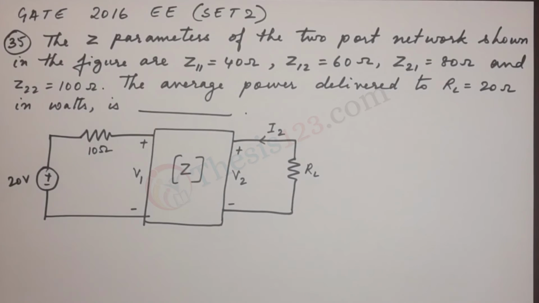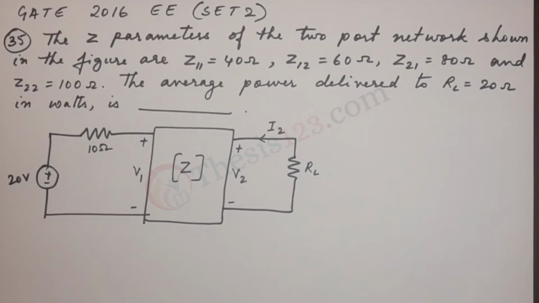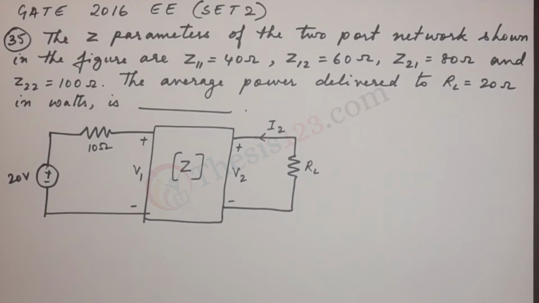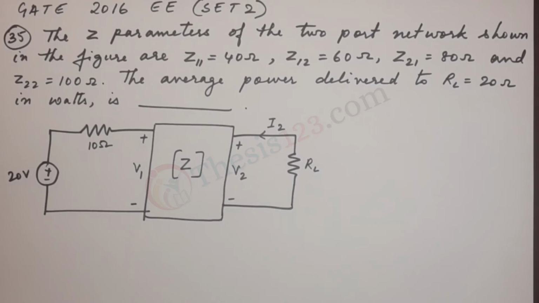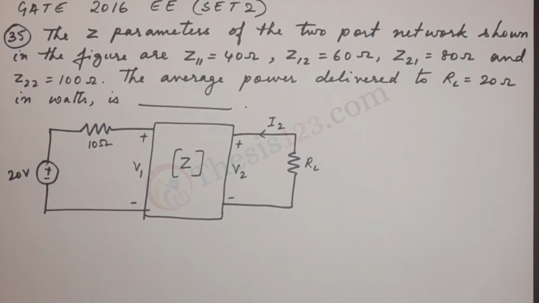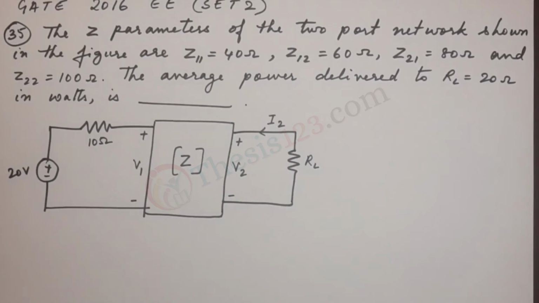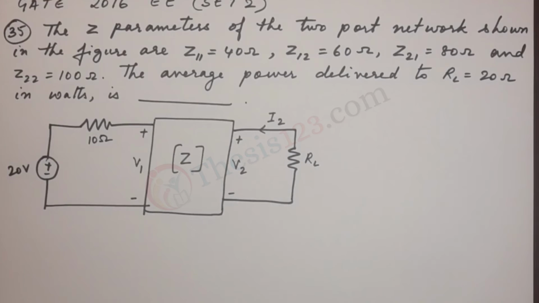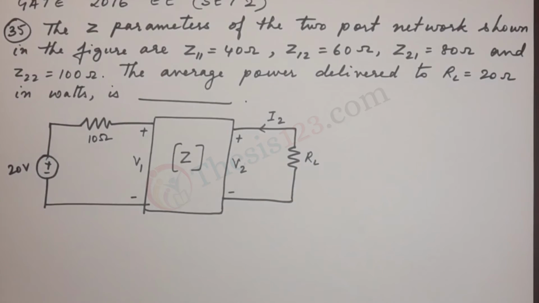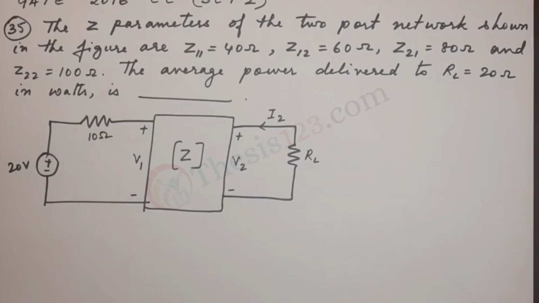Here's the next question, number 35. The Z parameters of the two-port network shown in the figure are Z11 is equal to 40 ohms, Z12 is 60 ohms, Z21 is 80 ohms, and Z22 is 100 ohms. The average power delivered to RL equal to 20 ohms, in watts, is dash. Okay, so this is again not a multiple choice question.